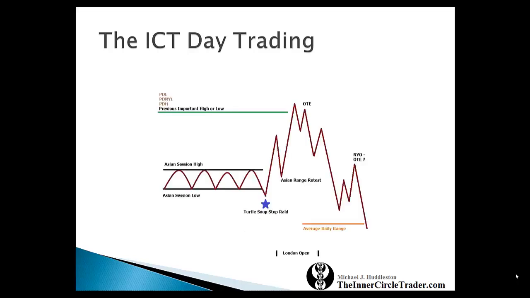Now, it's important that you understand that we're not trying to get every single pip. We're not trying to get every single penny that's available in the move. You're only looking for the lion's portion of the move. That's all you need. If you do this once a week, you've nailed it down.